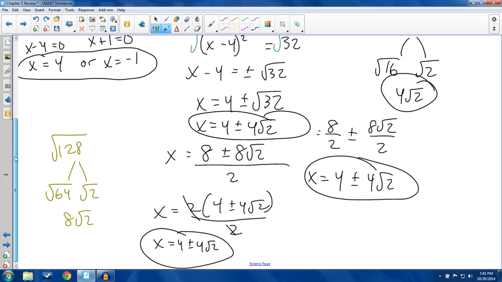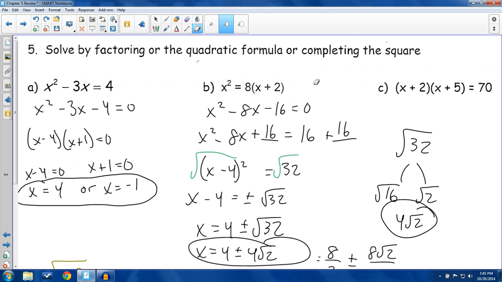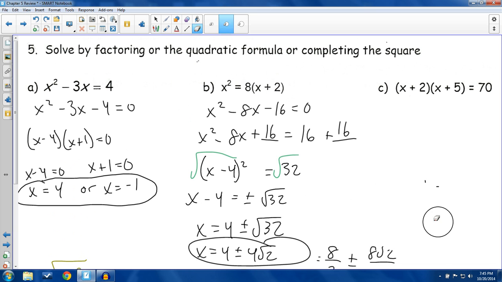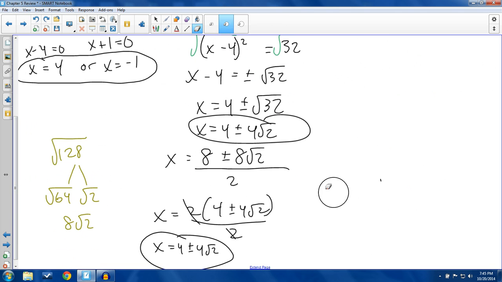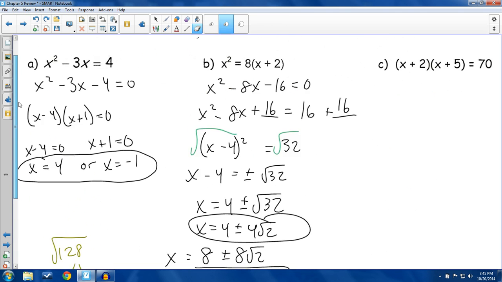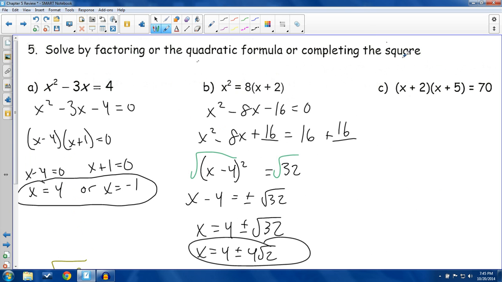Okay. And finally, the third problem, part C. This looks like it's factored for you. By and large, it kind of is, but it being factored is not going to help you in this scenario, because just like there's no such thing as the 32 product property, there's no such thing as the 70 product property. So I actually have to expand this again. This will be x squared plus 5x plus 2x. That gives you 7x plus 10 equals 70.